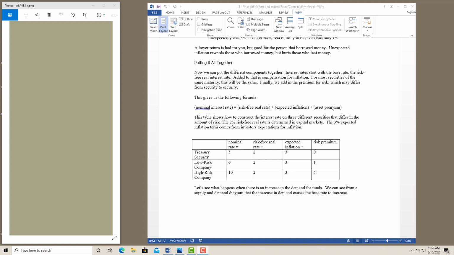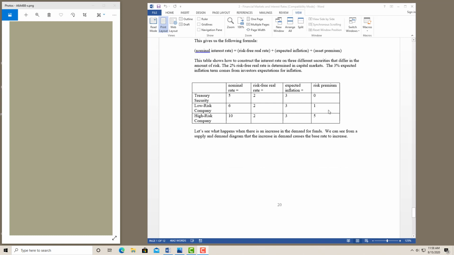These things depend on the particular asset, and although may again depend on the economy, whether the economy is good or going into recession or whatever. And so we can build up interest rates this way. So here we're looking at interest rates for three securities: a treasury security, a low-risk company, and a high-risk company. The risk-free real rate, remember from our supply and demand diagram, is going to be the same for all three. We'll call that 2%. Expected inflation is going to be the same for all three, 3%.